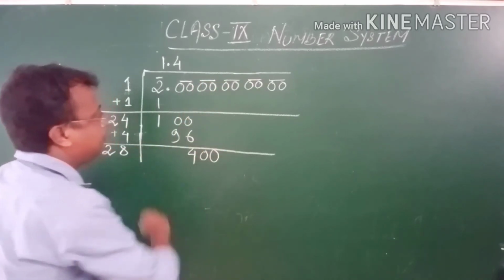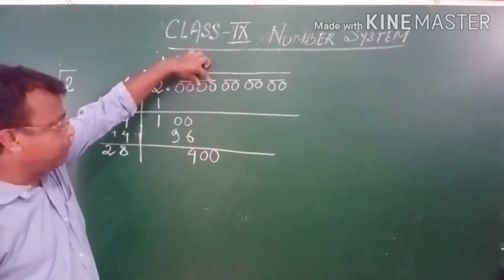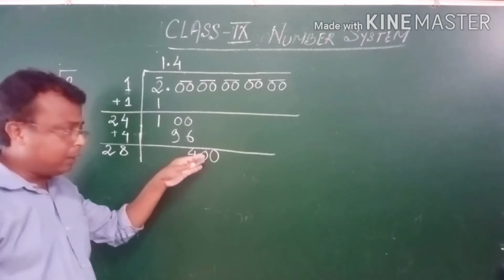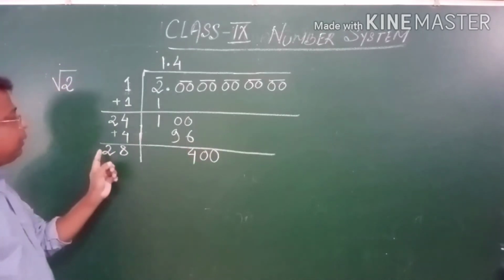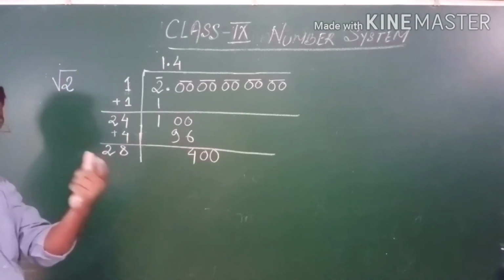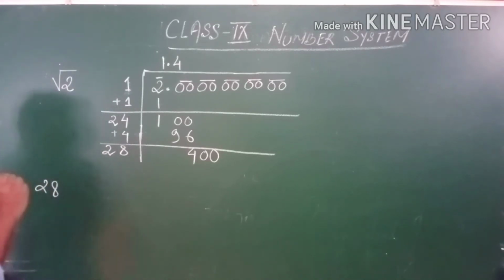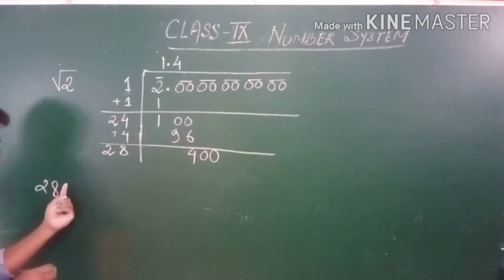0 will come down. You see, from here 20 will come down. Now our number is what? The number is 400. Now here what is there? 28 is already there. So you have to take 28. Now you have to take one more digit.